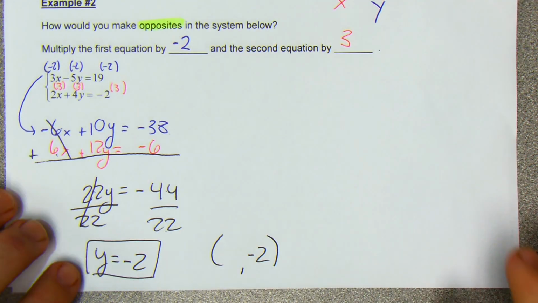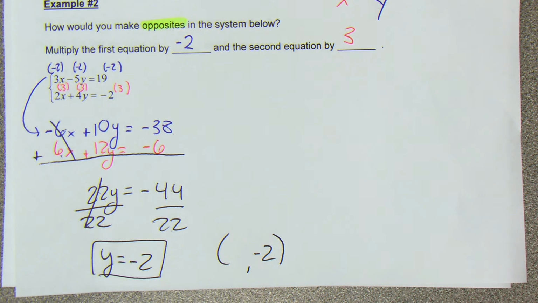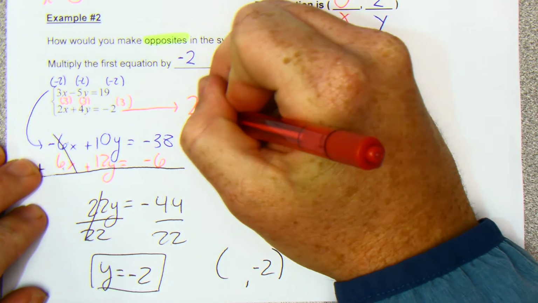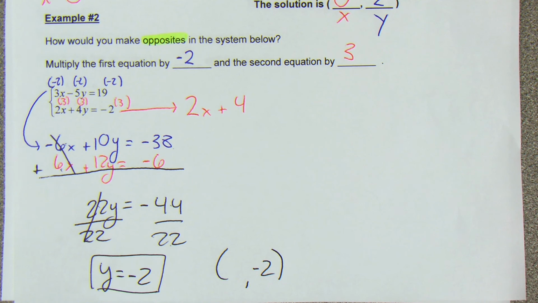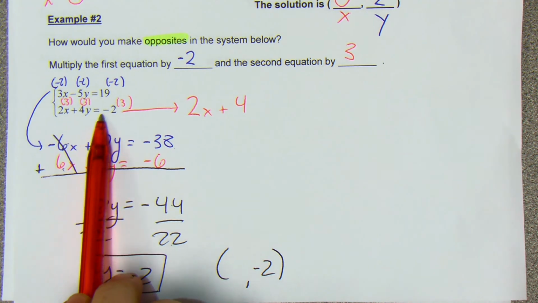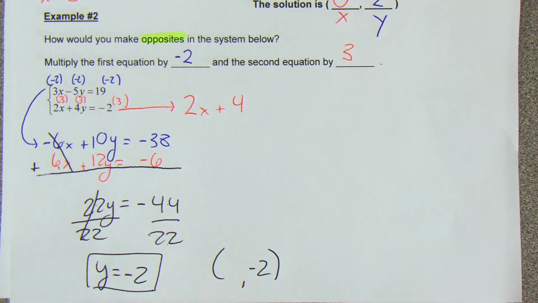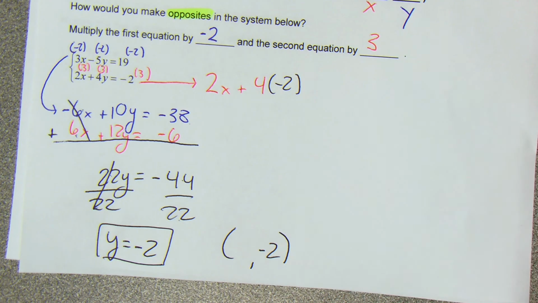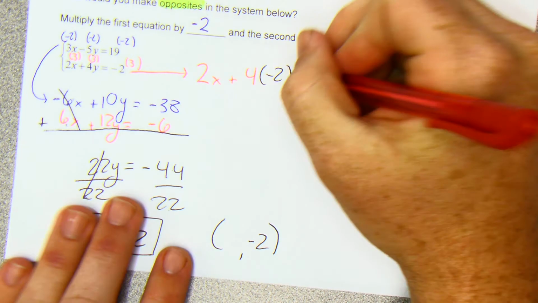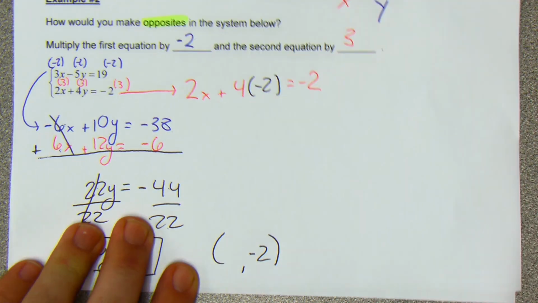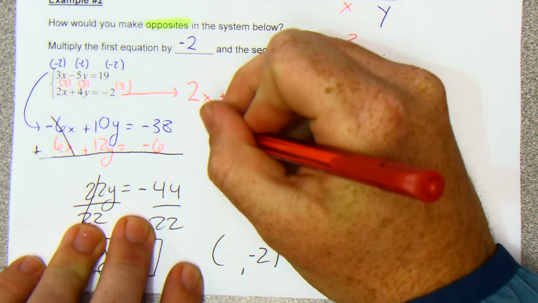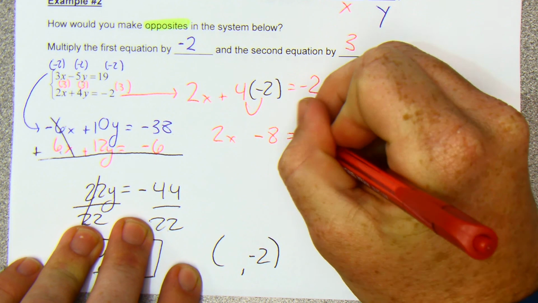Okay, now I use this -2, plug it back into this equation to solve for my x. Okay, so why don't we use this bottom equation here? So I'm going to do 2x plus 4, and instead of a y, I'm going to use what my value is for y, which is -2. So I'm going to sub in a -2 for y. Okay. And that equals -2. And now I solve for my x. Okay. So 4 times -2 is -8. So I get 2x minus 8 equals -2.